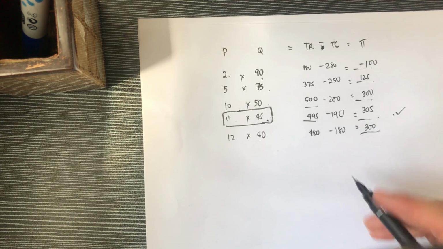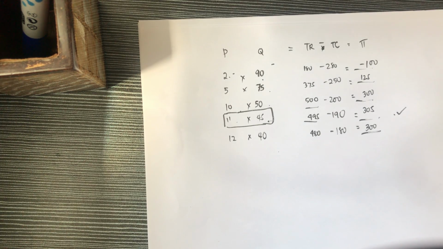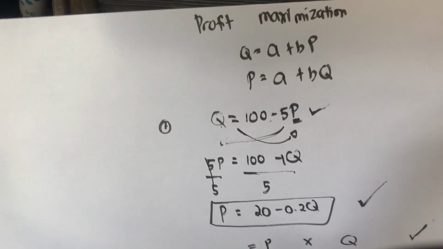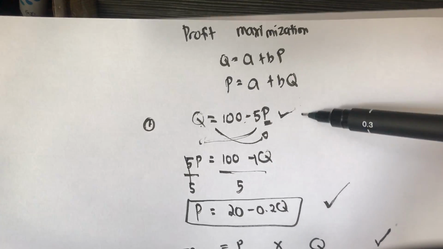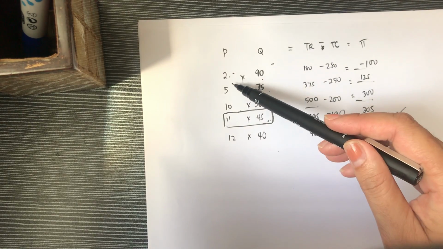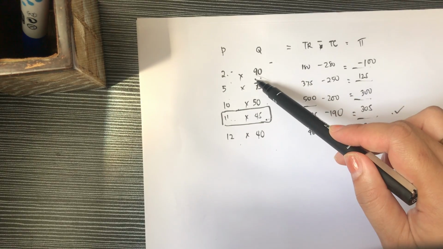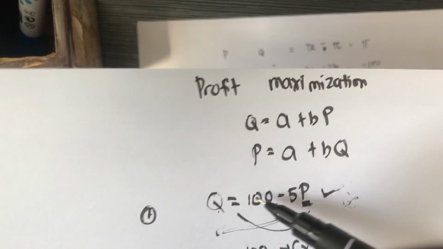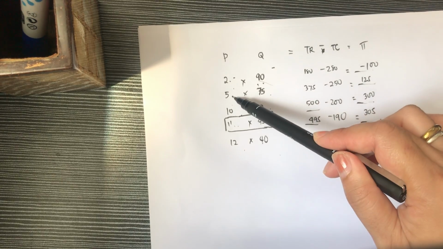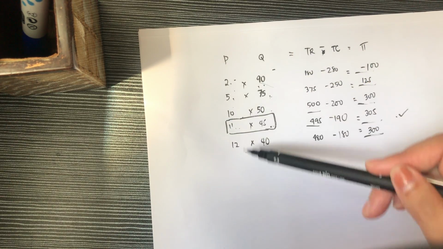First, if this is just given and you don't know Q, you have to go back to a function that can help you identify Q. And the best function that can help you find Q is this function. Q is equal to 100 minus 5P. You just replace P with any value there: 2, 5, 10, 11, 12. So 100 minus 5 times 2, that's 10. 100 minus 10, that's 90. 100 minus 5 times 5, that's 25. You have 75. So on and so forth until you complete it.